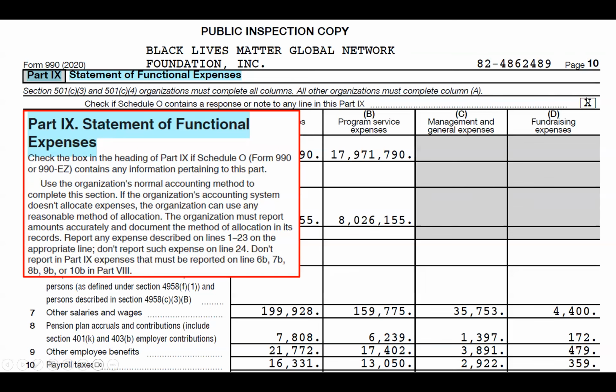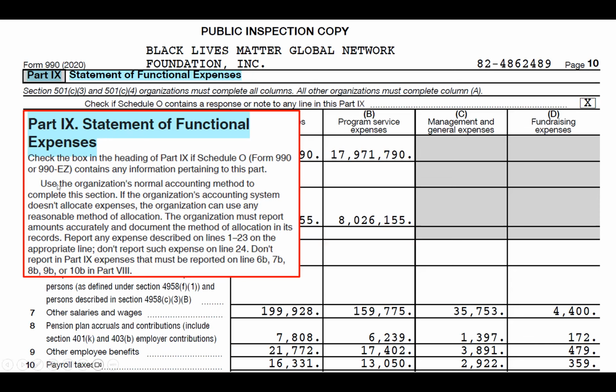And over here, the person that completed the Form 990 did put an X in this box, which means that later on, when we start looking at the schedules, which are documents that include additional information at the back or as the appendix of a Form 990, when we look at the Schedule O, we should expect to see information that pertains to the data in this particular Part 9 of the Form 990.